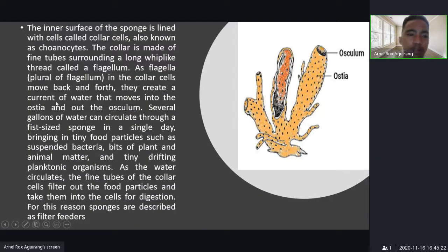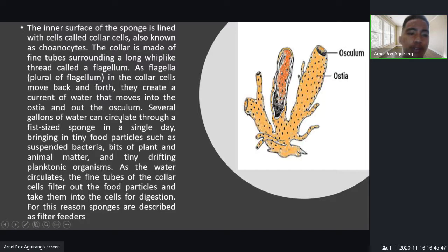The collar cells move back and forth. They create a current of water that moves into the ostia and out from the osculum. So here, as you can see in the picture, there are many ostia in the sponge where the water passes in, and then it will go out from the osculum, the opening at the top of the sponge.